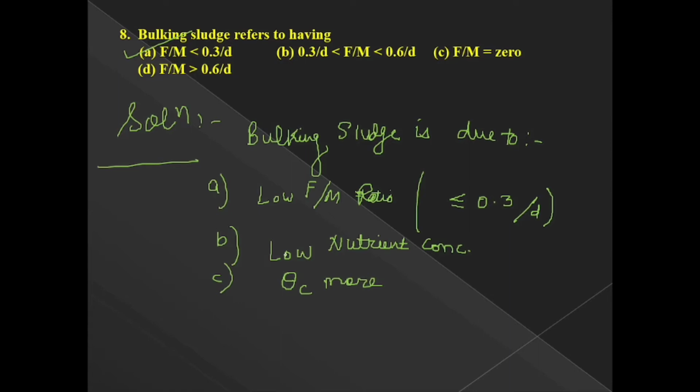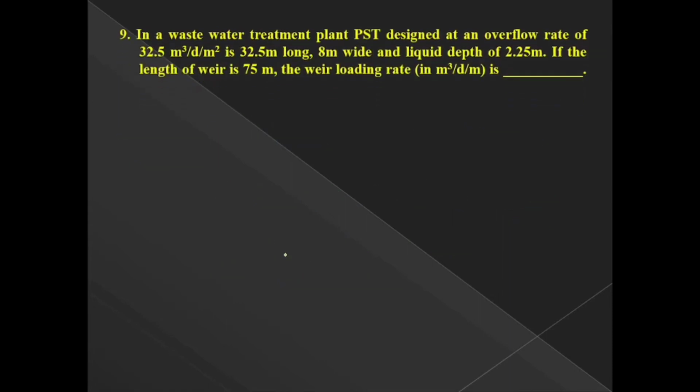So our next question is: in a wastewater treatment plant, a primary sedimentation tank is designed at a given overflow rate, and the volume is given, so we can easily calculate the discharge per unit surface area, B into L. From here you can easily calculate the discharge Q.